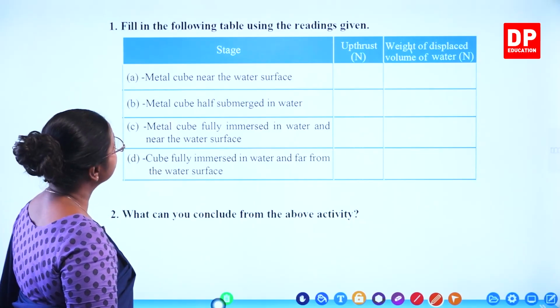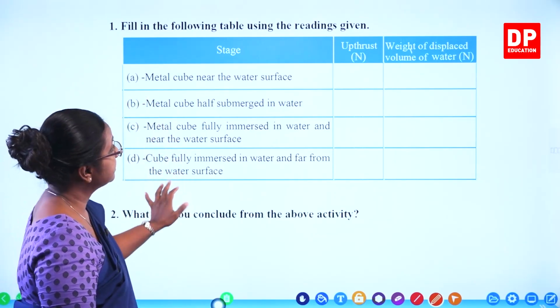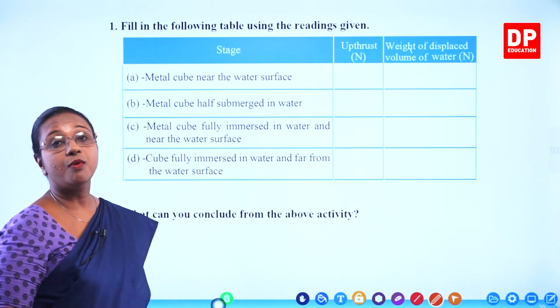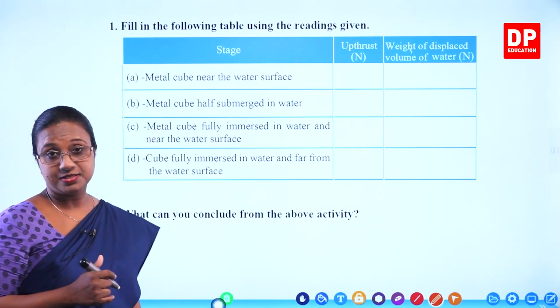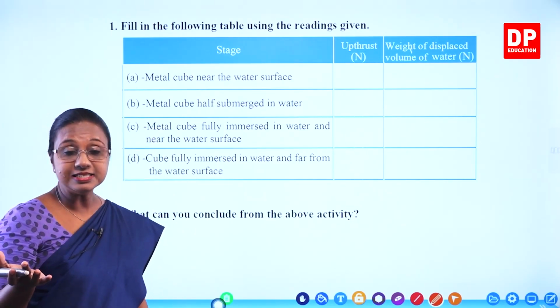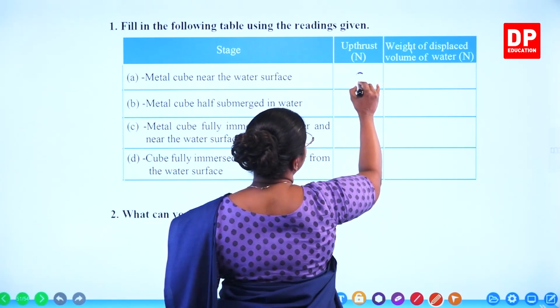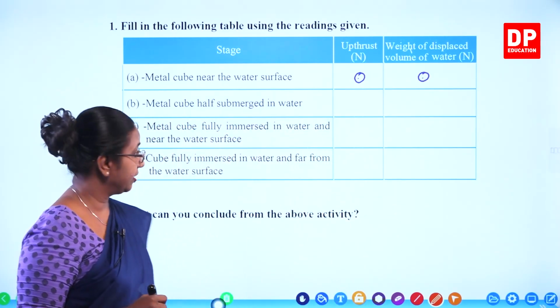Fill in the following table using the readings given. Here again the stages are given, upthrust and weight of displaced volume of water is given. In the first instance, is there an upthrust? No, because that is the same as having it in air. So upthrust is 0 and the weight of the water displaced is also 0.